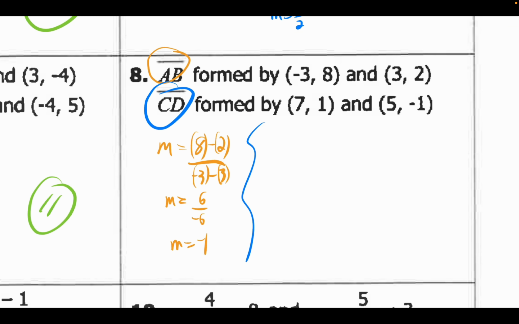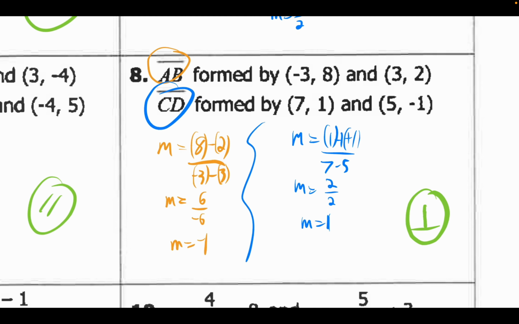Finding the slope of the other line, I end up getting m equals 1 minus negative 1 on the top, and the bottom I'll do 7 minus 5. On the top they add, and I get 2 over 2, which is really 1. And as we mentioned before, these are opposite reciprocals, because this is over 1 and this is over 1. So they are reciprocals of each other, and they're opposite signs, so these lines are perpendicular.